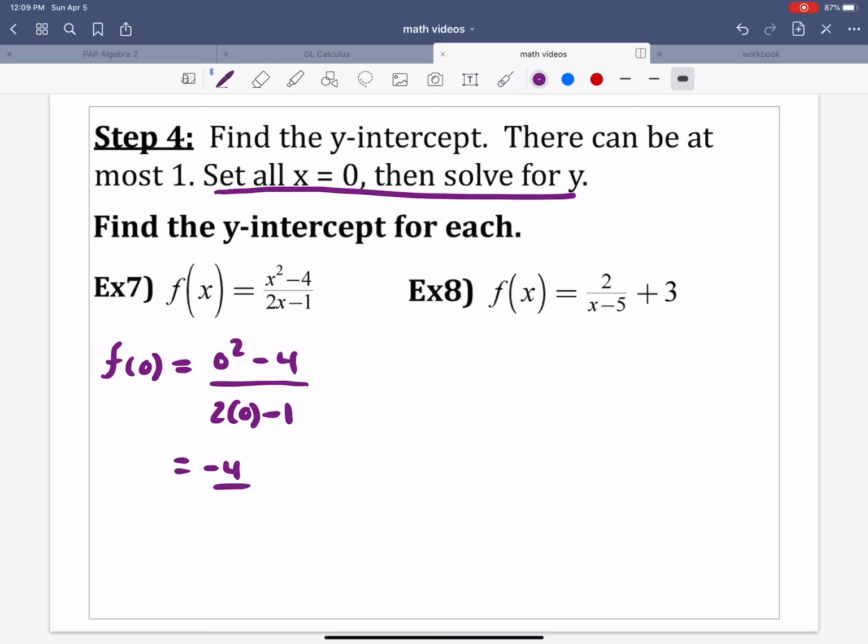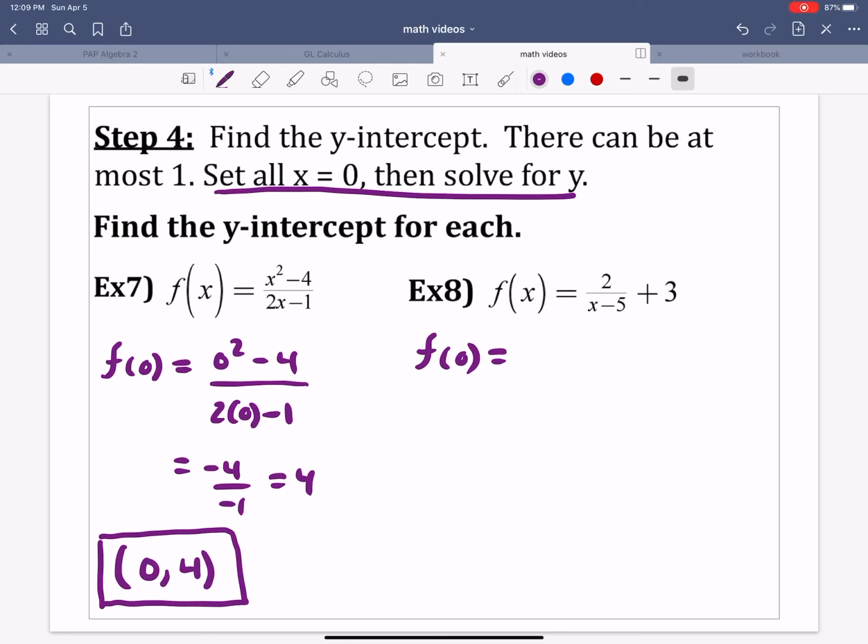So we end up getting negative 4 over negative 1, which equals positive 4. So our y-intercept here is (0, 4). Most of the time, the algebra in finding the y-intercept turns out to be really easy. Same deal here. We're going to take f of 0 on example 8, and we're going to plug a 0 in for every x that you see.